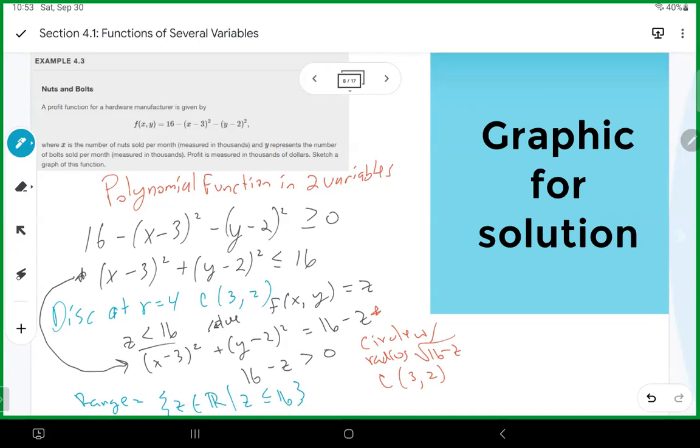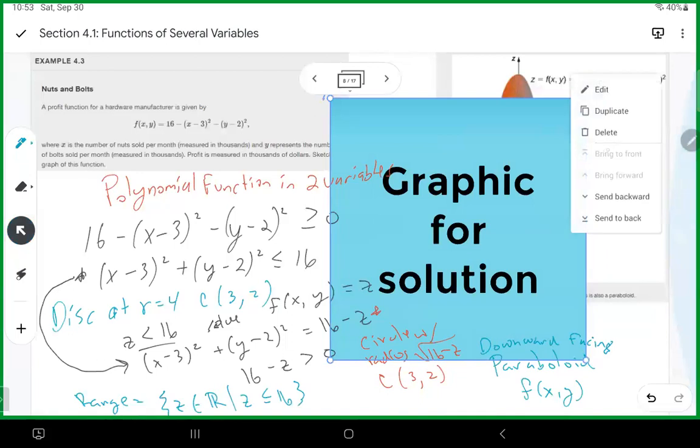The graph of f of xy is also a paraboloid, and the paraboloid points downward. Okay. So let's get rid of this.